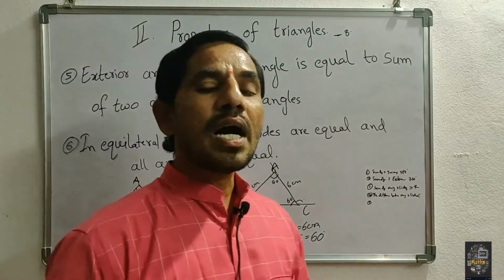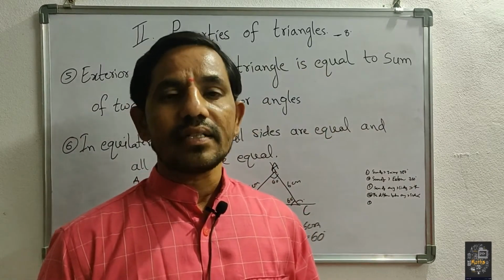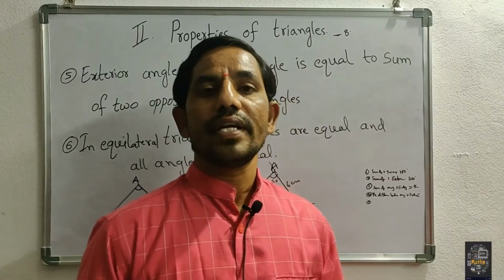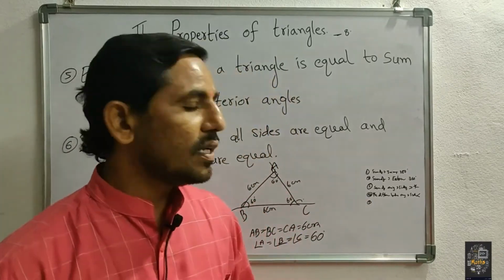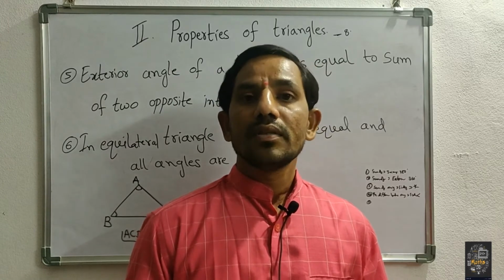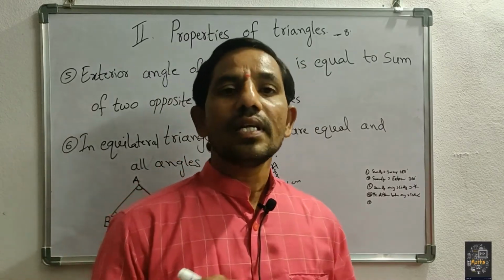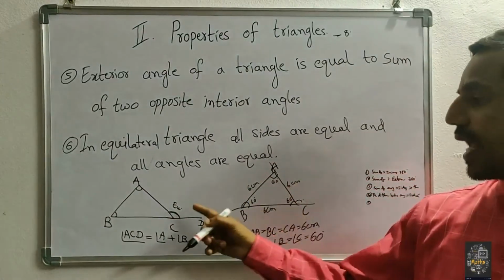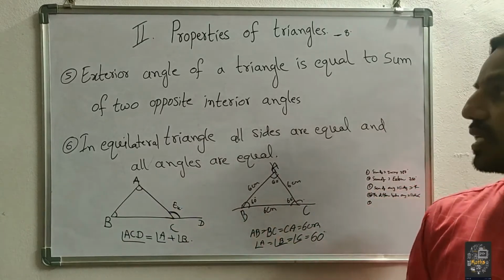Third one, sum of any two sides of a triangle is greater than the third side. That is the third one. Fourth one, the difference between any two sides is less than the third side. Sum of means greater than, difference means less than. And fifth condition, exterior angle of a triangle is equal to sum of two opposite interior angles. So that is the fifth one.